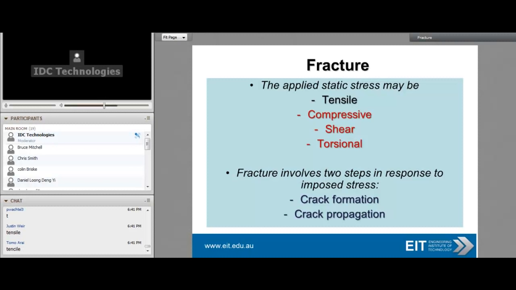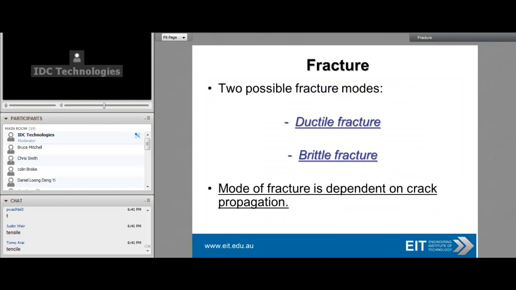Now, fracture can occur under conditions of compressive stress, shear stress, and torsional stress. And there are definitely two steps in the process before we have a fracture on our hands: the formation of cracks and then the propagation of cracks. And we've got two possible fracture modes: fracture occurring under ductile conditions and fracture occurring under brittle conditions.